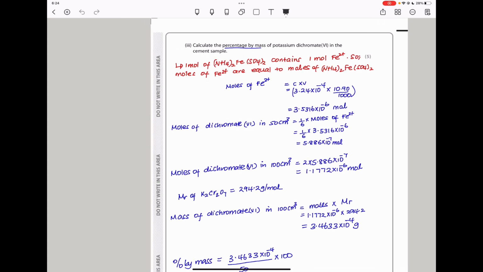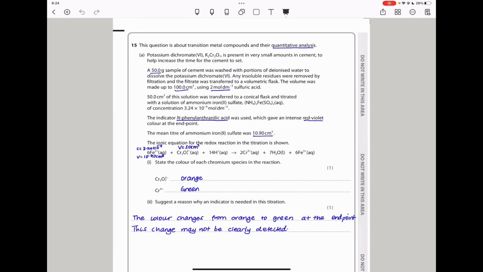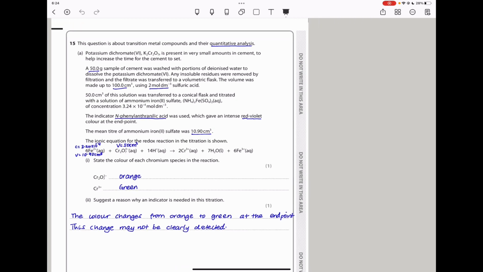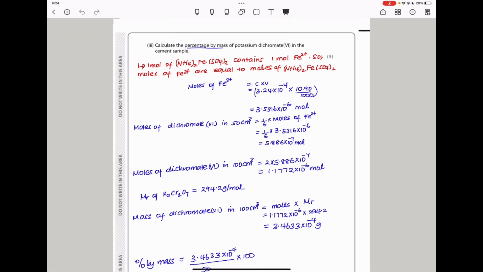Now, when we go back to the ionic equation, you can see the mole ratio between iron(II) to dichromate is 6:1. That means the moles of dichromate should be 1/6 times the moles of iron(II). Therefore, you can see what I did here. Moles of dichromate in the 50 centimeters cubed that was in the conical flask should be 1/6 times the moles of iron(II), and I got 5.886 times 10 power negative 7 moles. Those are the moles of dichromate in the 50 centimeters cubed.